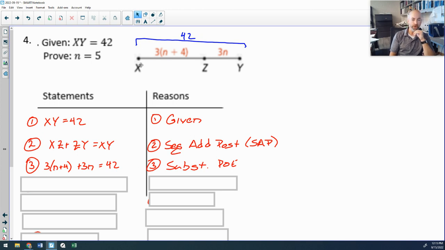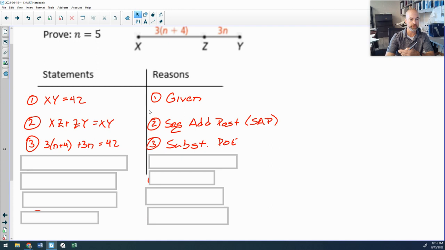I didn't formally write down XZ equals 3n plus 4. You could have if you wanted to, but it's pretty much given in the diagram. So the fact that that's in the diagram, I can just substitute the 3n plus 4 for the XZ. Similarly, I can substitute 3n in for the ZY. Once you get to this point, now in this problem, we have nothing but algebra, and it should get significantly easier because we can go back to our comfortable algebra and equation solving skills.